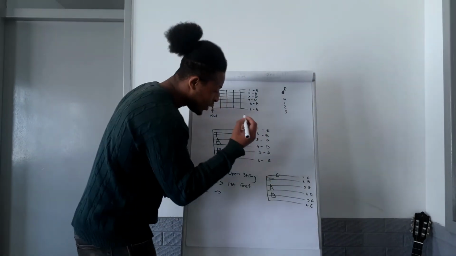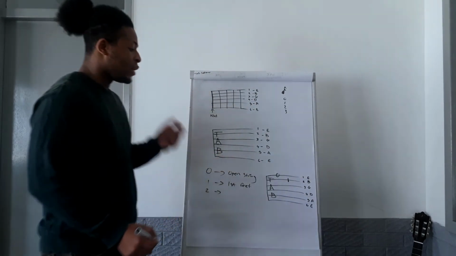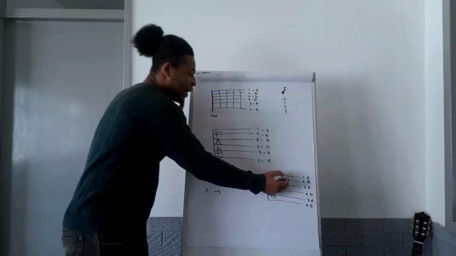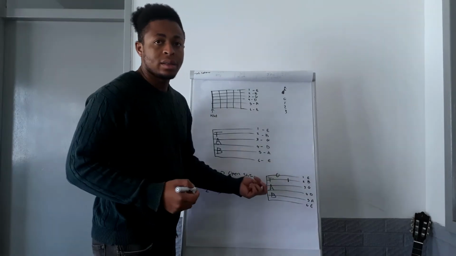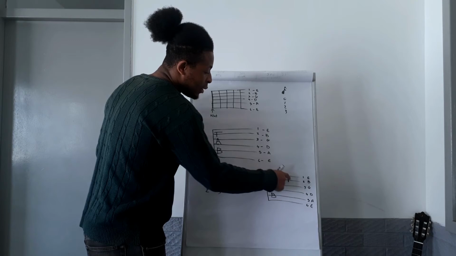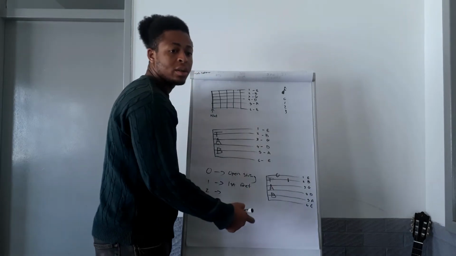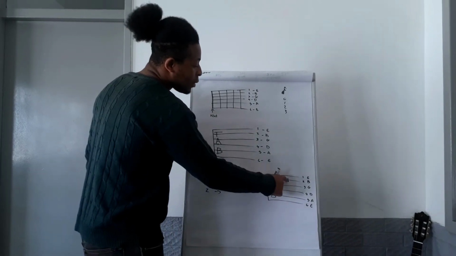But then when you see this now, which is on your second string, on your B string, when you see a 1 there, it means you're playing on this string, but on your first fret. These numbers tell you what frets you're playing on.